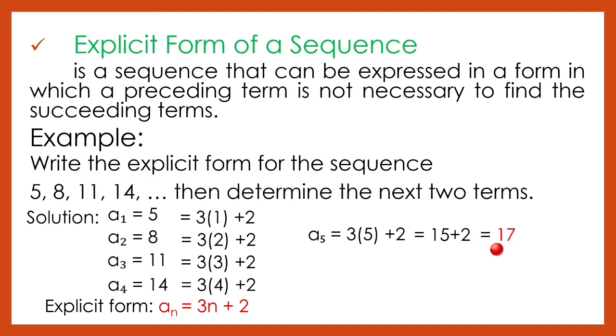The next term is the sixth term. So, that is a sub 6. Substitute 6 to n. We have 3 times 6 plus 2. 3 times 6 is 18 plus 2. We have 18 plus 2, which is equal to 20. Therefore, the next two terms of the sequence 5, 8, 11, 14, and so on are 17 and 20.